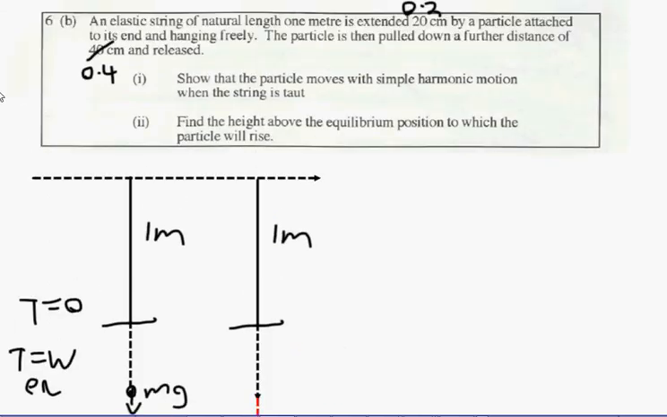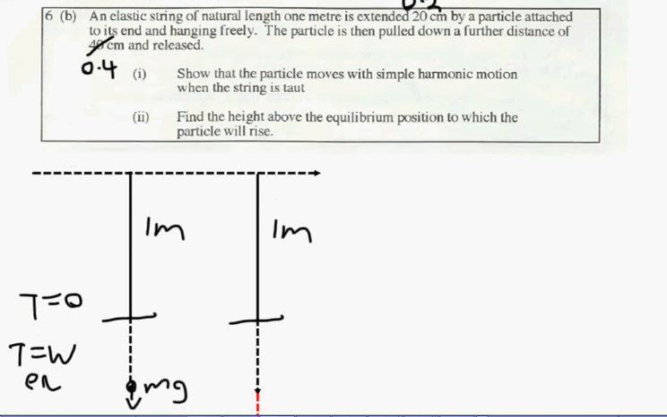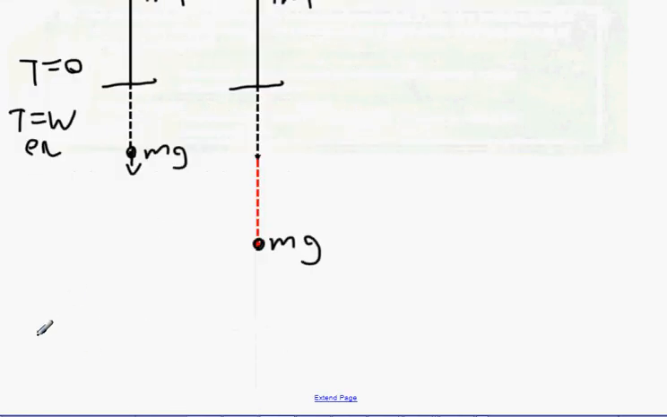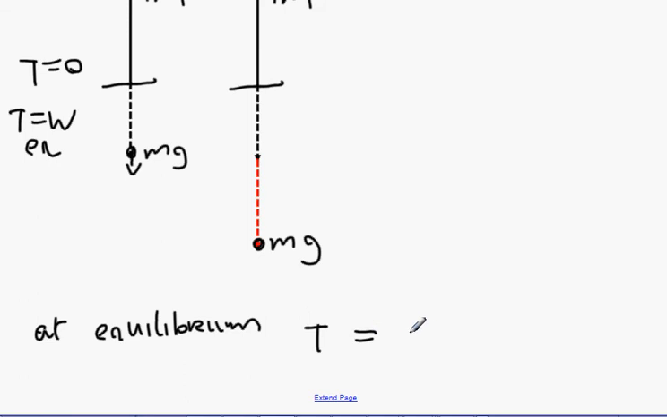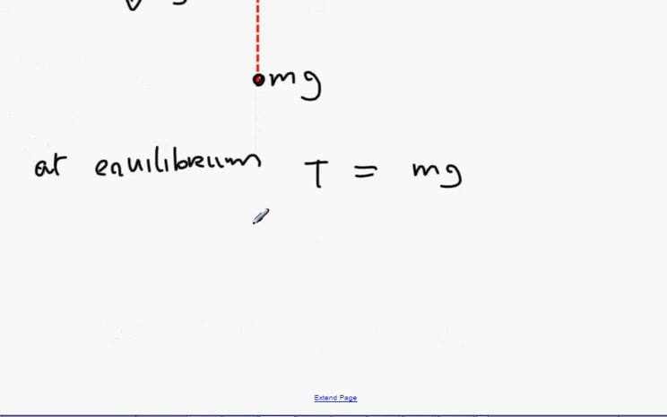Show that when the particle moves with simple harmonic motion, the string is taut. Okay, so what I'd like to do is find the elastic constant first. So at equilibrium, tension equals weight, T equals mg. At equilibrium the tension equals the weight, K times the extension equals mg. Now what is the extension, guys?